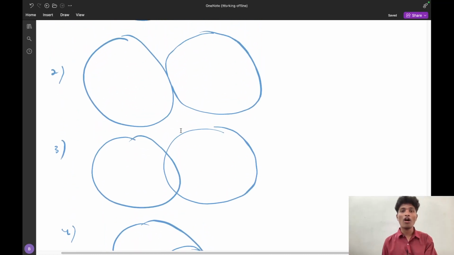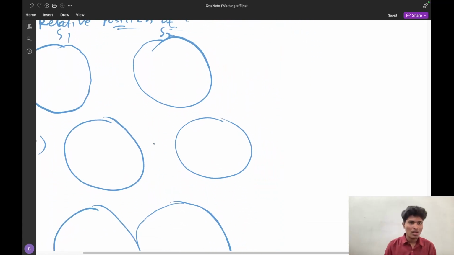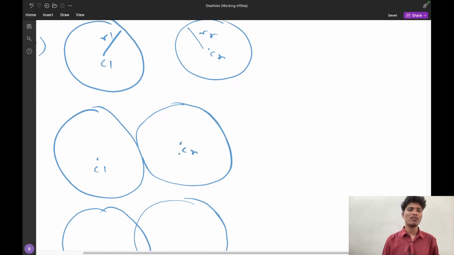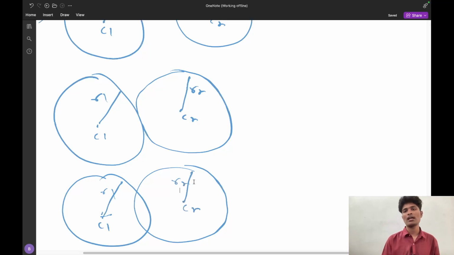In these possibilities, how many unique tangents can we draw? And here the centers will be C1, C2, and the radii will be R1 and R2. Like this, we have to name everything. This is C1, this is R1. This is C2, this is R2.